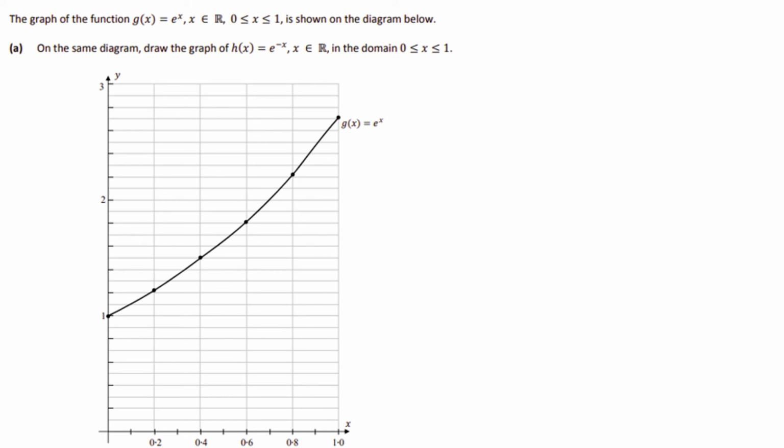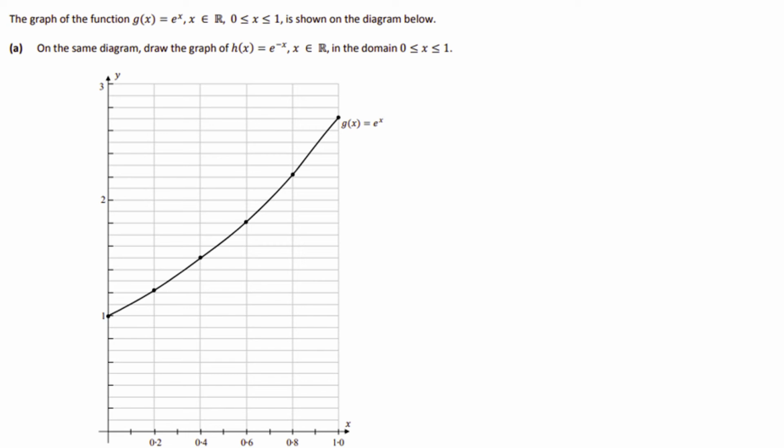So the graph of the function g of x is e to the power of x, where x is an element of the real numbers and is between 0 and 1 inclusive. It's shown on the diagram below. On the same diagram, draw the graph of h of x is equal to e to the power of minus x, where x is an element of real numbers in the domain, so x is between 0 and 1 again inclusive.